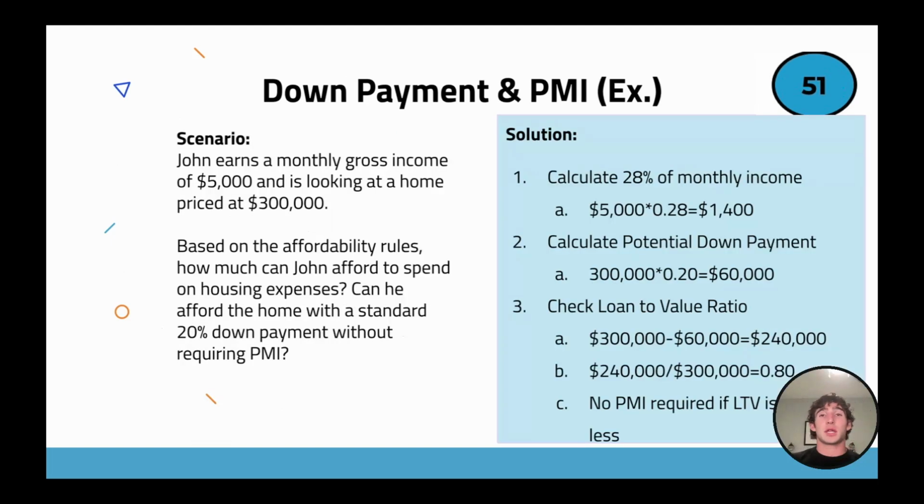So here, applying that knowledge from the last slide, let's slide into an example. We have here John, who's considering buying a $300,000 home. Based off his monthly income of $5,000, the 28% rule allows him $1,400 for housing expenses. With a $60,000 down payment, he is able to avoid PMI as when you look at the LTV here, he's able to keep the loan to value ratio at 80% exactly.